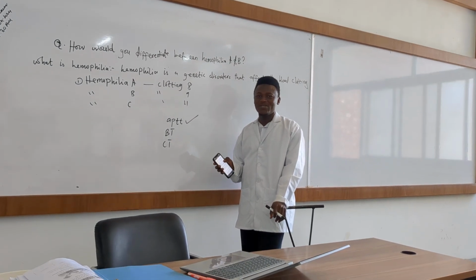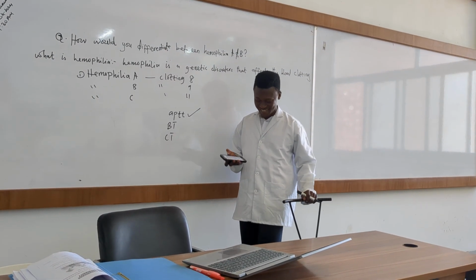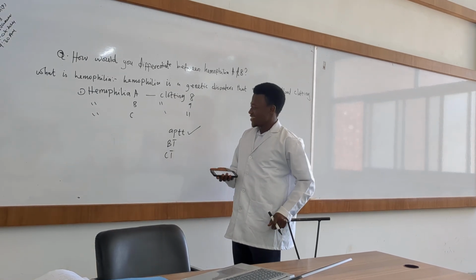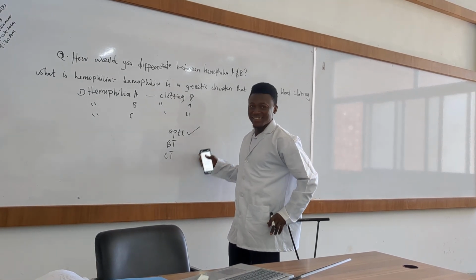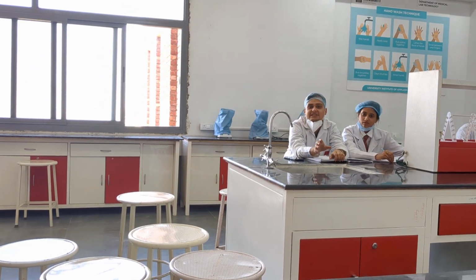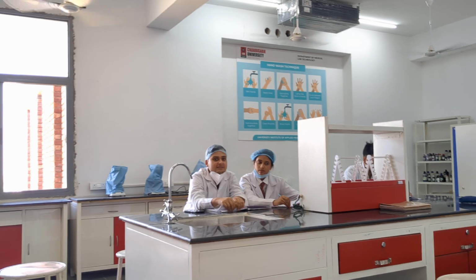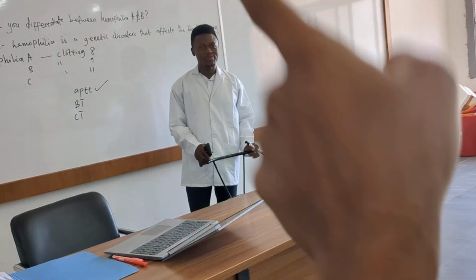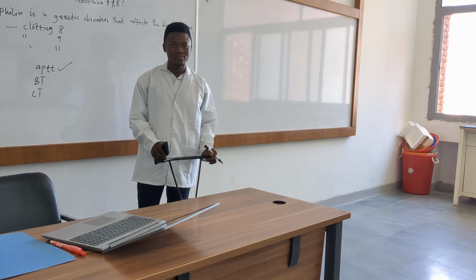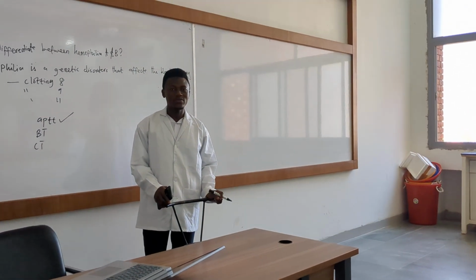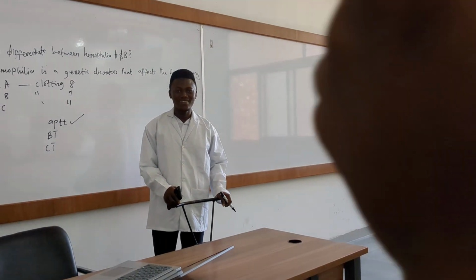Why is APTT normal in von Willebrand factor disease? Any idea? Any guesses? Yes, Lakshay? Clotting factor is present in von Willebrand factor disease, the clotting factor is present, but the von Willebrand factor is absent. So definitely this will be normal. APTT will be normal in von Willebrand factor disease. Now you understood, right? Very good.